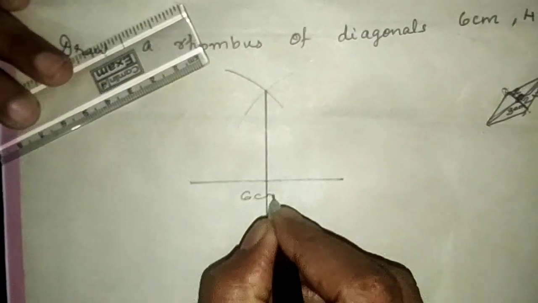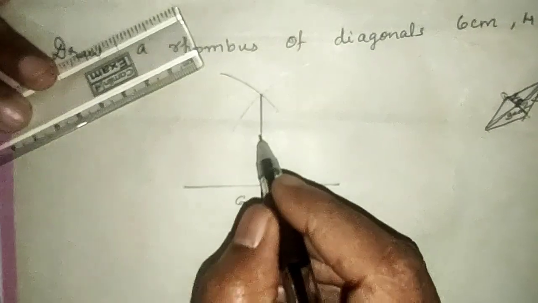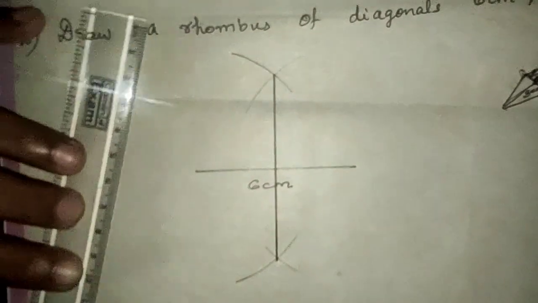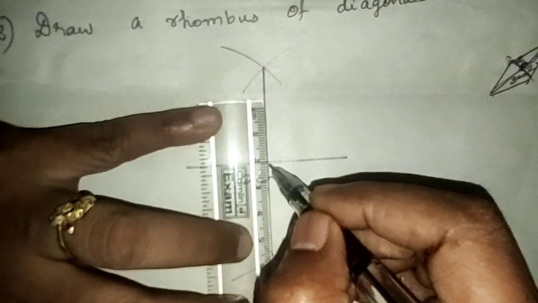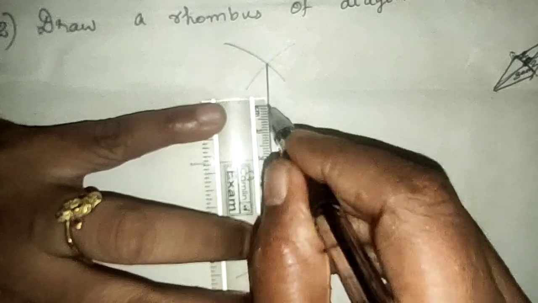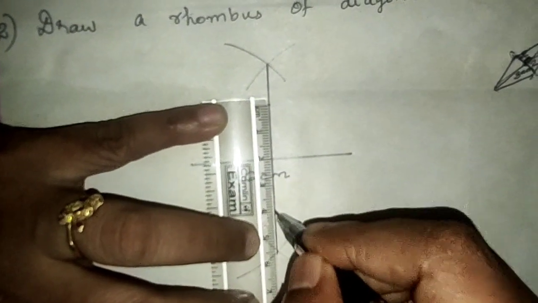This total length is equal to 6 centimeter. Then what will be the length of the second diagonal? That diagonal is equal to 4 centimeter. That means 2 centimeter upward and 2 centimeter downward. Okay, so 2 here and 2 here.